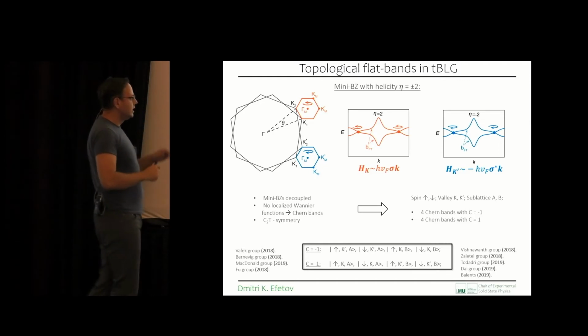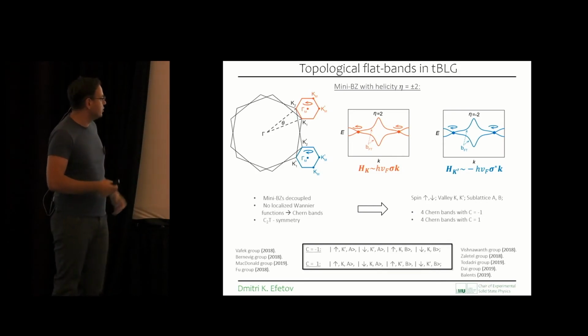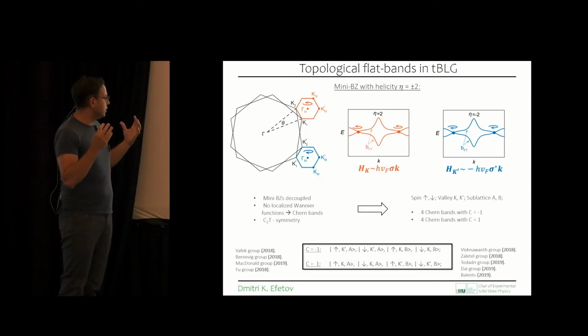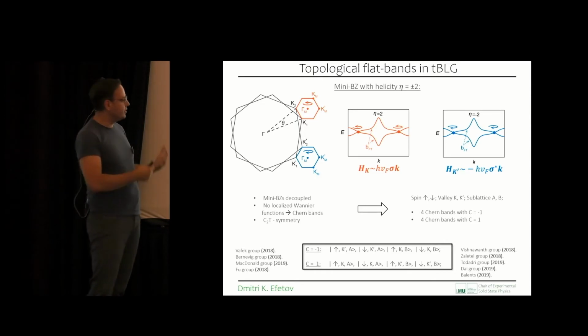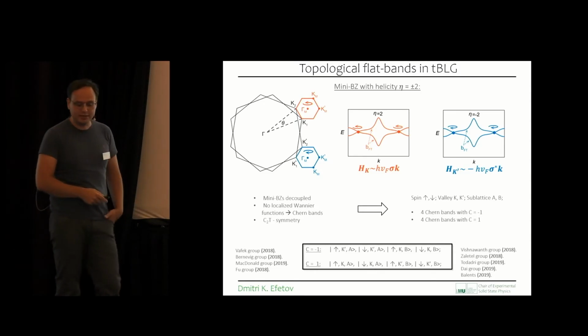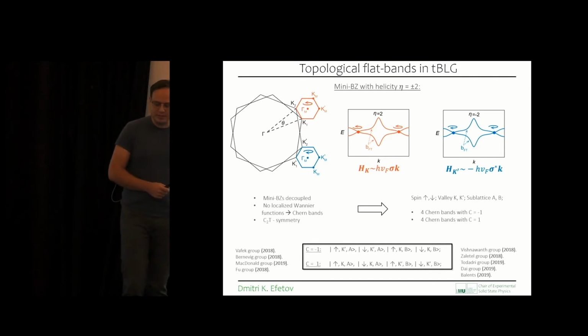And therefore, if you're a theorist, you find it really hard to calculate localized orbitals for that system. The system is really defined by Chern bands and topological bands. By now, the basis is more or less understood.